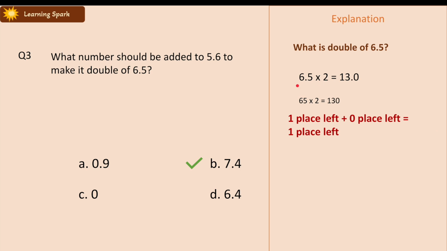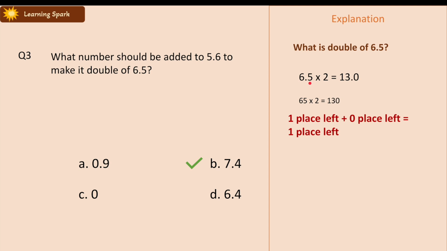In the previous sum also we have seen this, a multiplication of decimal numbers. So we will ignore the decimal point first. It will become 65 into 2, which is 130. And then we will put the decimal point.